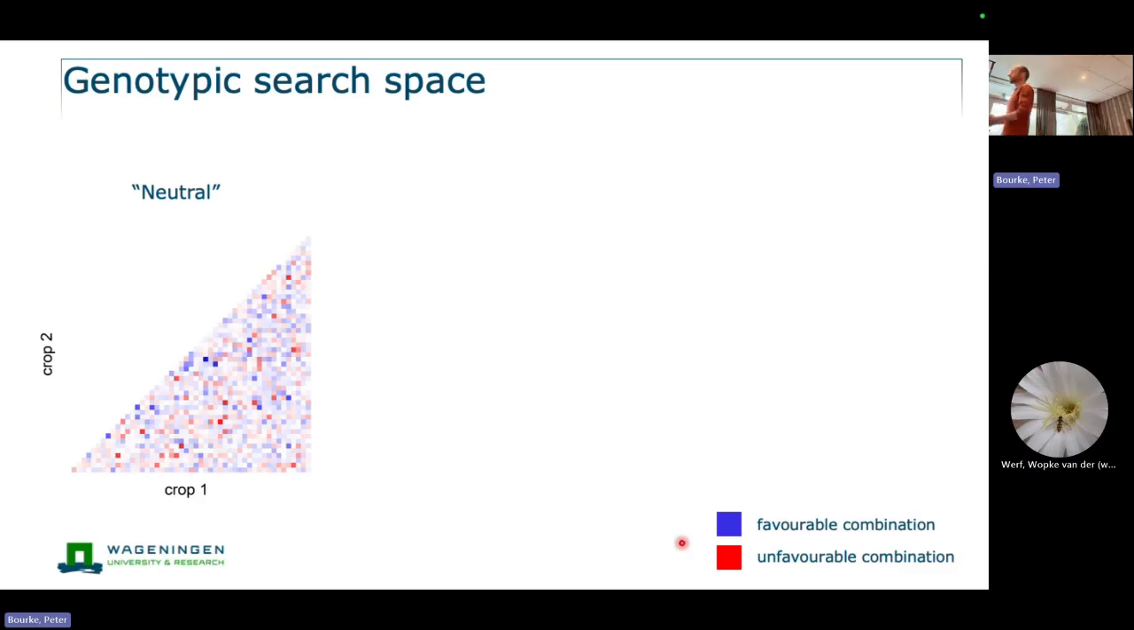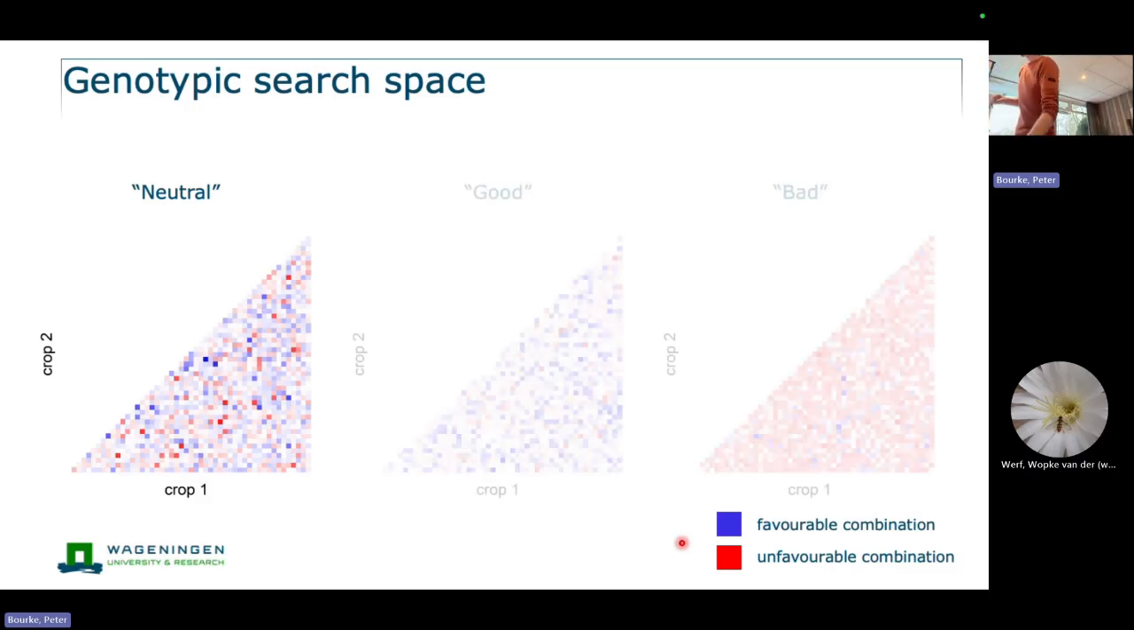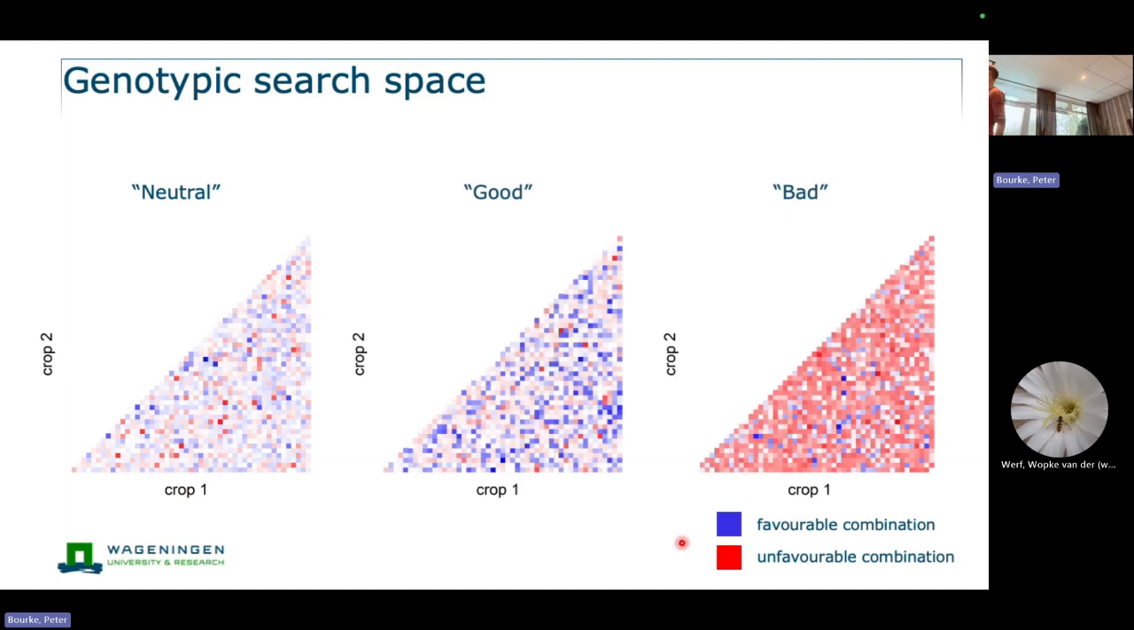And this, in this sort of scenario, is a fairly neutral crop combination. So if it's blue, then it's a slightly above average combination. Red might be slightly below average, but in general you can see they're not performing particularly well or badly. You could also have a much better crop combination where a lot more of these pixels are blue, or a very bad combination.